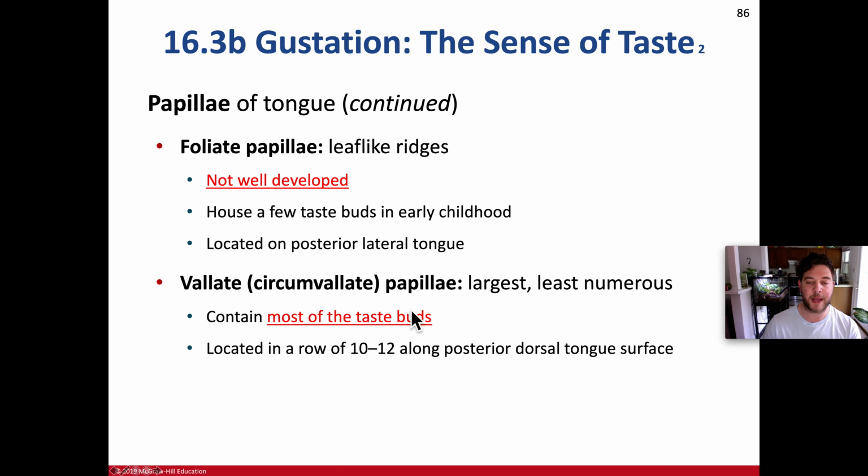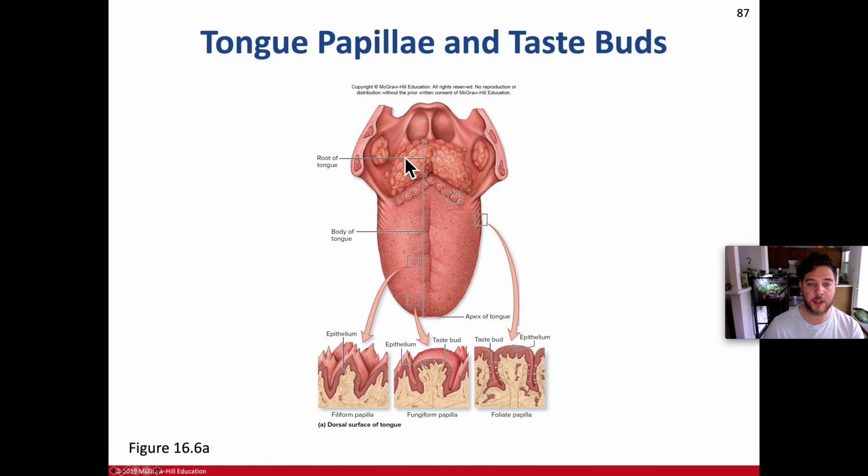And your vallate papillae are the largest, the least numerous, but they contain the most of the taste buds. You have a row of 10 to 12 along the posterior dorsal tongue surface, and within each of these papillae are going to be taste buds lining them. So here is the root of the tongue. These are the vallate papillae that are going to be housing the majority of our taste buds.